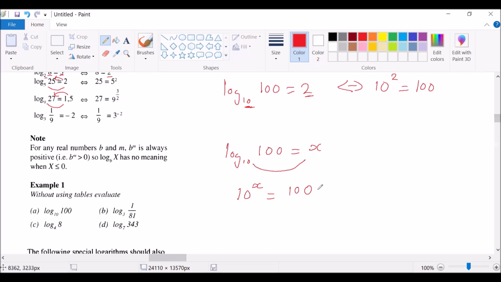We know 100 is equal to 10 squared. So we can say 10^x is equal to 10^2. Since the bases are the same and these numbers are equal, it means the powers are equal.